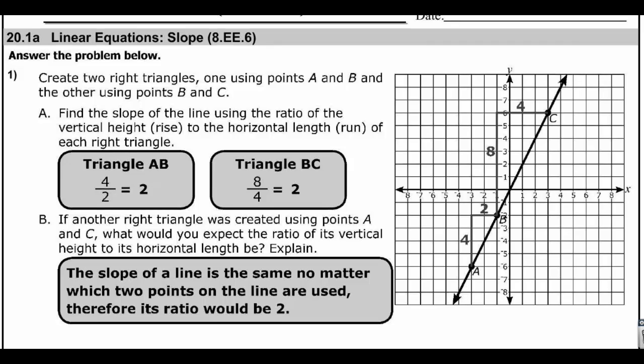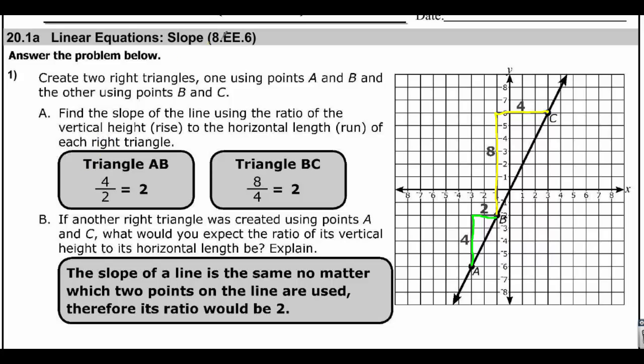All right, problem number 1. They ask you to create 2 right triangles using A and B and another using B and C. So here are our right triangles. Here is the AB right triangle. Here is the BC right triangle. My lines aren't quite as pretty as their lines. And they ask you to find the slope using the ratio.